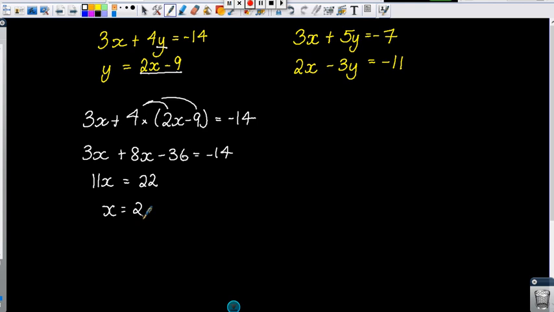Where did I lose you? This is the hardest step. That is the hardest bit. So wherever y appears here, I'm going to replace it with the thing that y equaled. Right? So 3x plus 4 times y, but we're saying this is y. You happy with that?